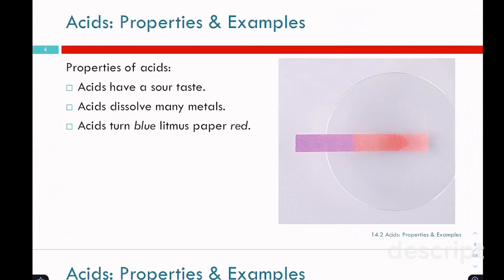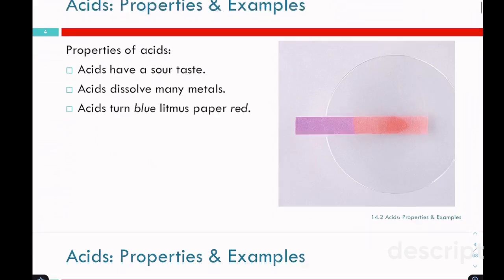They dissolve many metals. And they will turn blue litmus paper red. And litmus paper is just, well, you use it to detect if something is acidic or basic. So if you have blue litmus paper, it's a test for acids and will turn red. We'll talk about bases later.